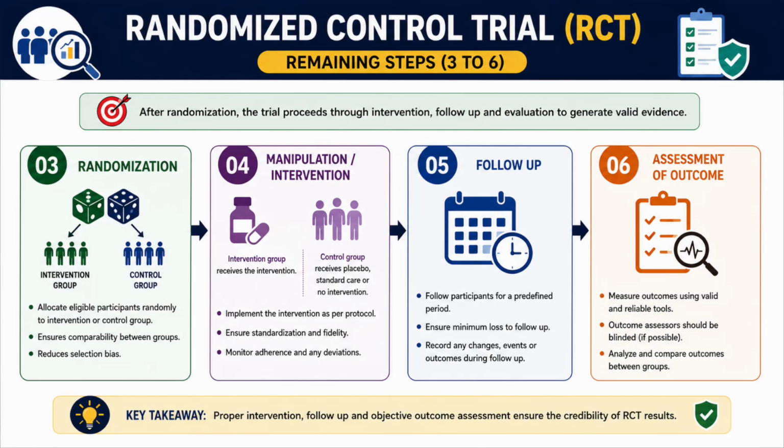Participants are monitored over a specified period using identical methods to record outcomes while minimizing losses due to attrition. Finally comes the assessment of outcome. Researchers compare the intervention and control groups to determine whether the intervention has reduced disease, improved health, or produced any adverse effects. The results obtained from this final step provide evidence regarding the effectiveness and safety of the intervention.